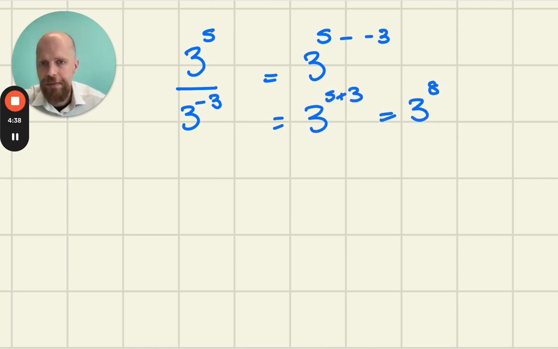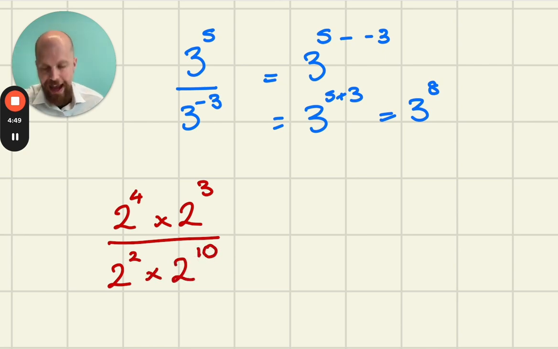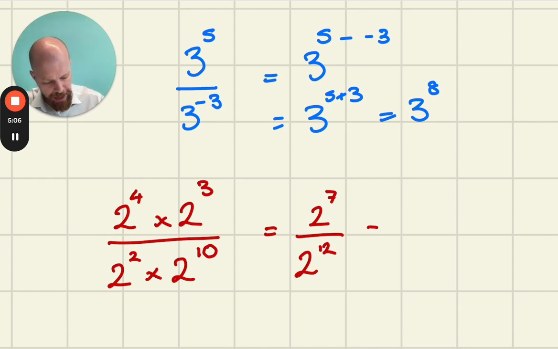Let's combine these two rules together. Let's say we have 2 to the 4 times 2 to the 3, divided by 2 to the 2 times 2 to the 10. Well, let's start with the numerator, and we're going to add the powers. 4 plus 3 is 7, so we have 2 to the power 7. And the same on the denominator, we have 2 to the power 12. Now we're dividing, so we subtract the powers. 7 minus 12 is minus 5, so I get 2 to the power minus 5. And there we have it.